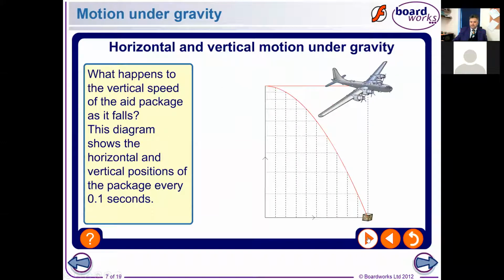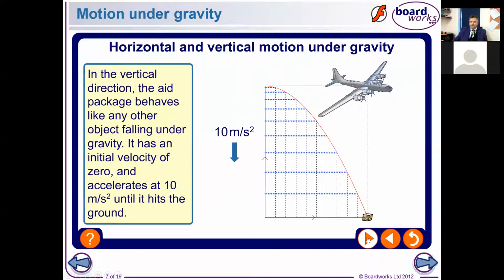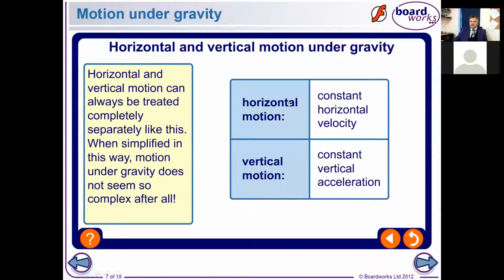Okay? So you can see it's accelerating downwards. Well, here it says 10 meters per second squared. We know it's 9.81 really. So horizontal motion is constant horizontal velocity. Vertical motion is constant vertical acceleration.